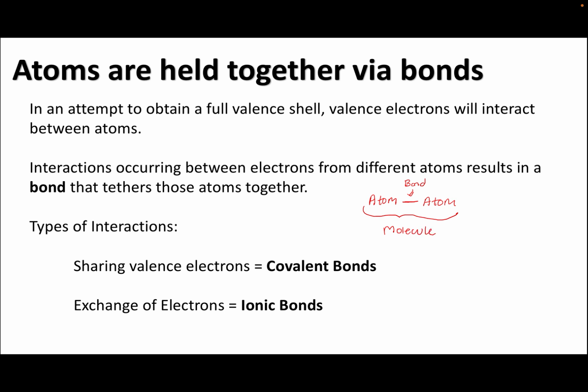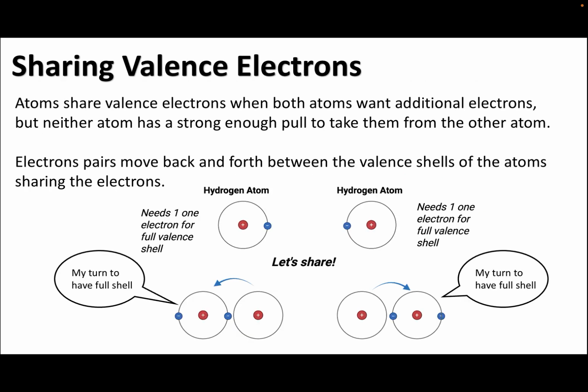So the types of interactions that we can have between atoms to create molecules. We have covalent bonds, which are the result of valence electrons being shared between the atoms. And then we have ionic bonds, which are when electrons are exchanged between adjacent atoms. Okay, so what we're going to do is we're just going to talk about those specific types of bonds in a little bit more detail.